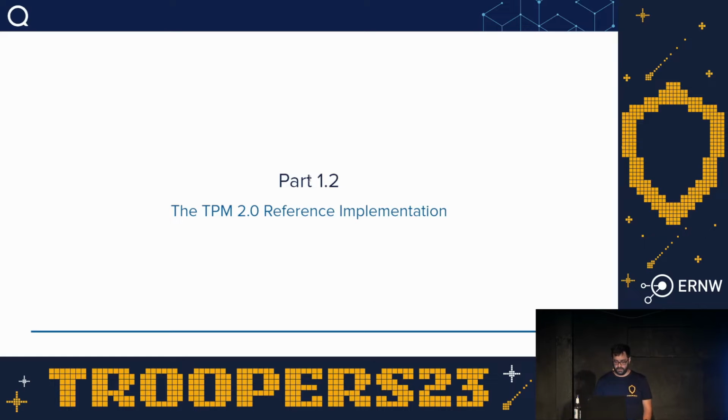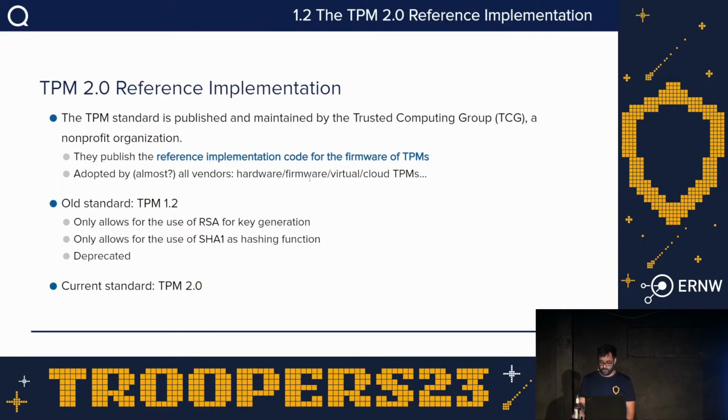So, as I said, the Trusted Computing Group, which defines the specification, provides a reference implementation of the TPM 2.0. So it's basically code for the firmware, written in C, and it's adopted by most of the vendors, both on virtual TPMs and hardware TPMs, and cloud TPMs as well. There was another standard, which was TPM 1.2, but it's deprecated right now, and the current standard is TPM 2.0.